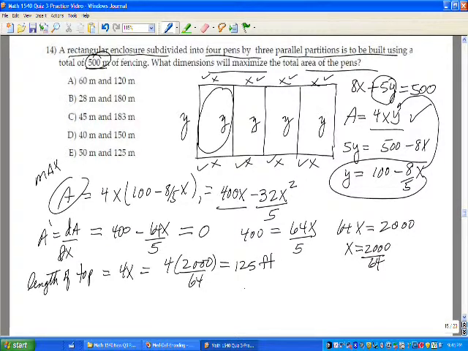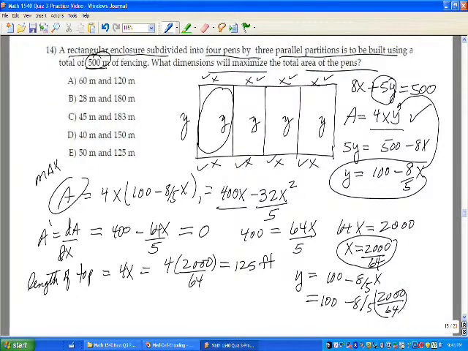Now to get the y, we plug back in to our other equation. y is equal to 100 minus 8/5 x, equal to 100 minus 8/5 of the x value, which is 2000 over 64. Doing a little cancellation here, we get 8 down here. This goes into this 400, and we get that y is equal to 50 meters. So the answer is answer E. 50 meters by 125 meters gives you the dimensions of this pen that gives you the maximum area.